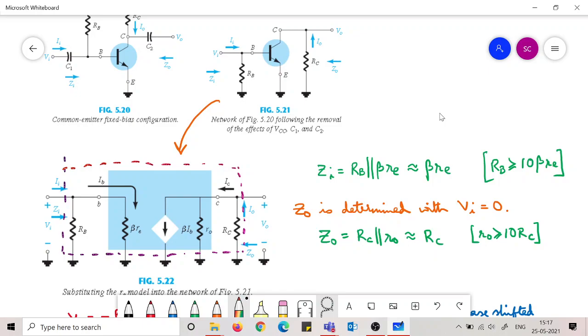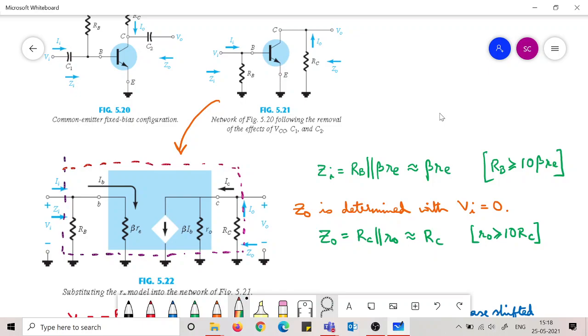So, here we are seeing what is Zi. You can see Zi would be Vi by Ii. That means this Ii is flowing through both these resistances, so these two resistances would come in parallel, and Ii flowing through that parallel combination is producing this drop Vi. Or another way I can say, this source Vi is causing the Ii current to flow through the parallel combination of Rb and beta Re. So Zi would be Rb parallel to beta Re.